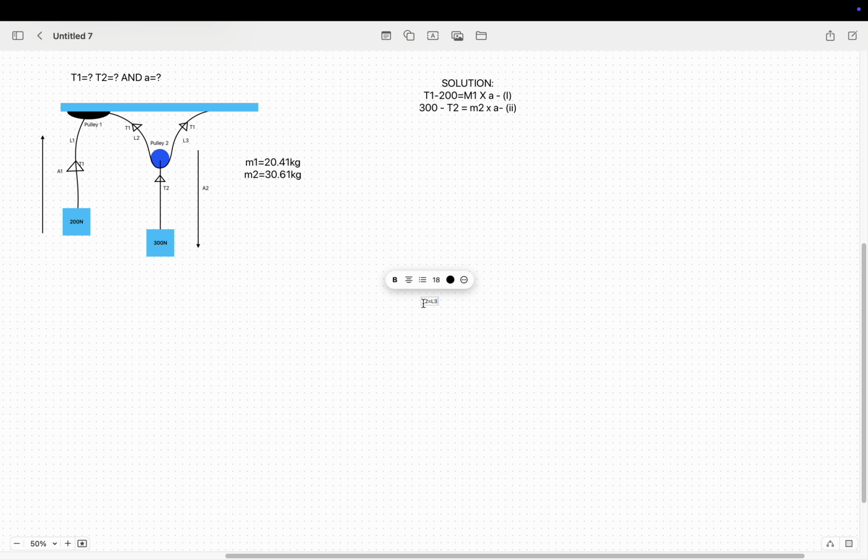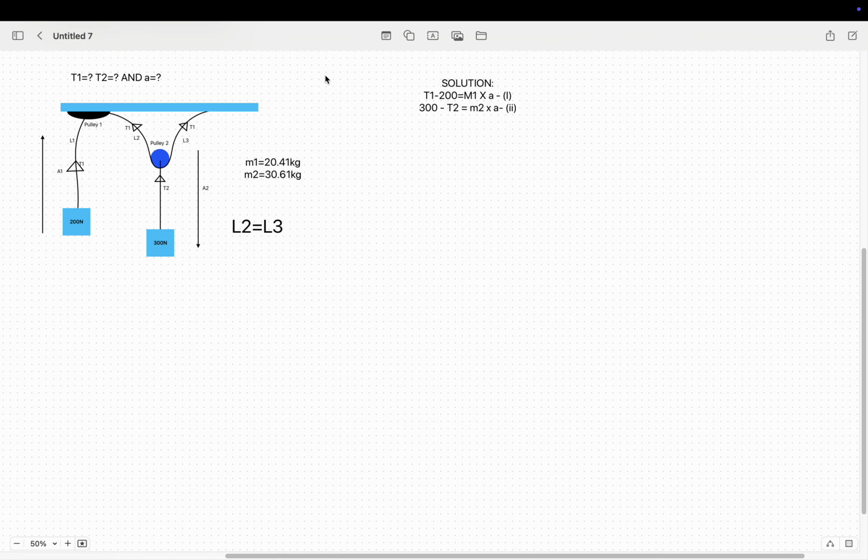Figure it out by yourself. It will not be mentioned in the question actually, so you have to figure it out. So now L2 and L3 are equal, so whatever you call it, we can say this is L and this is L1.